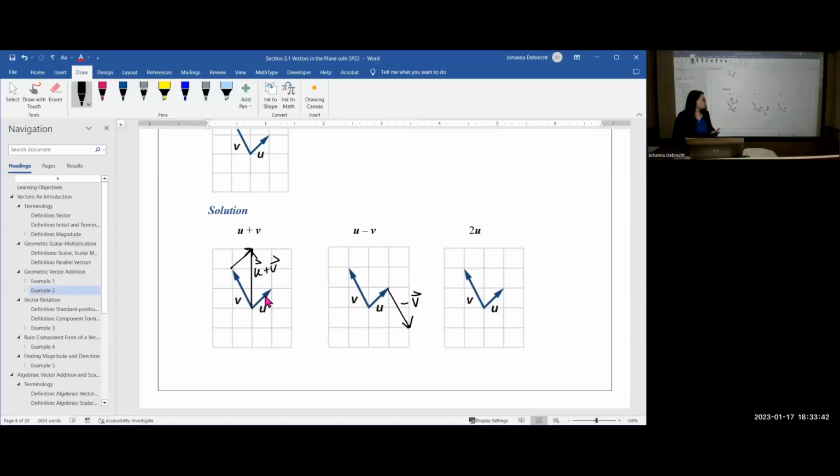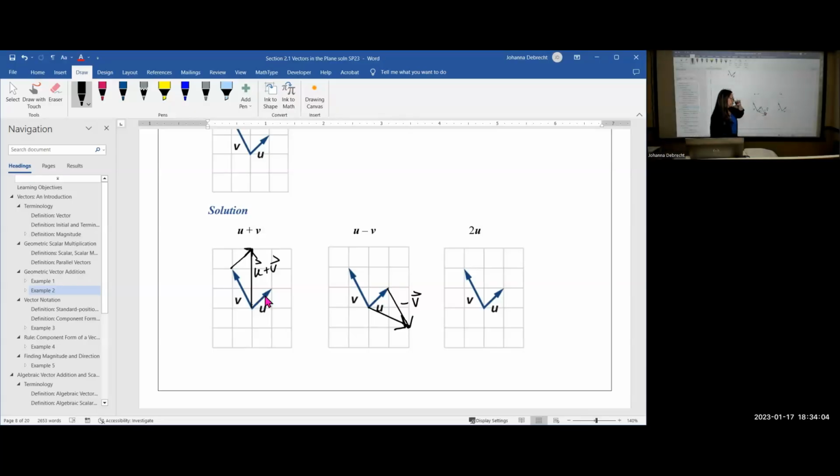And then the triangle method says connect the initial point of u with the terminal end of the vector you're adding to it, which is minus v. And that's going to give us this vector right here, right? And it goes in this direction, right? So that you can see it, right?